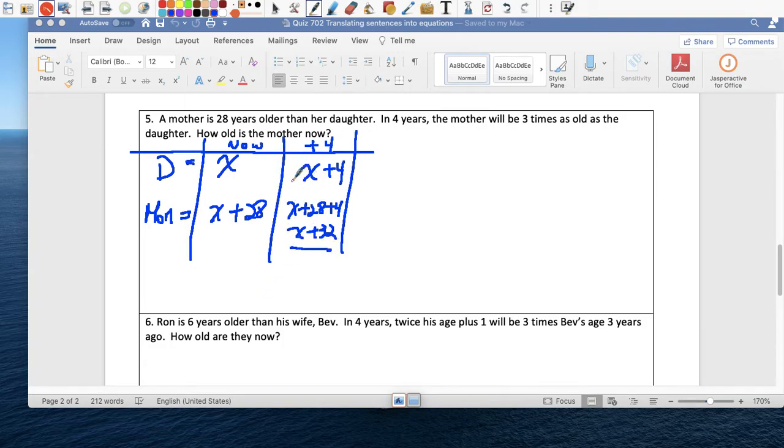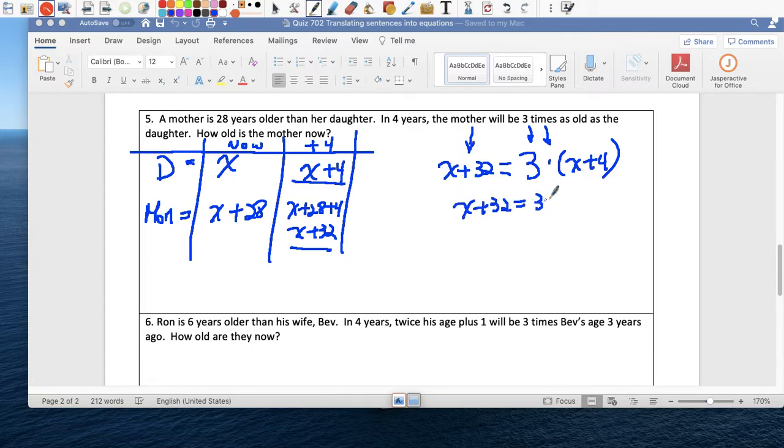I'll use this and this. In 4 years, the mother, which is x plus 32, will be, it's the same thing as is, but in the future tense, 3 times as old as the daughter. And how old is the daughter? x plus 4, which will be in parentheses. So x plus 32 equals 3 times x plus 4, which is 3x plus 12.